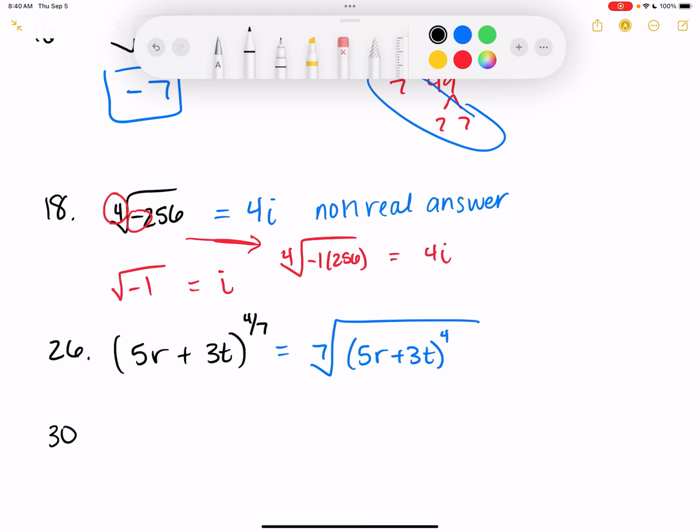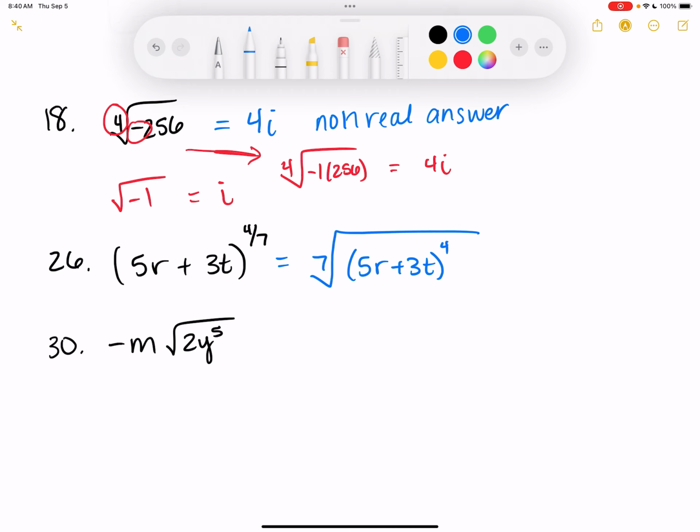30 is the opposite, negative m times the square root of 2y to the 5th. So this one's in radical form. They want me to rewrite it in exponential form. So the negative m is outside the radical, so that's going to stay outside. Now I'm going to turn what's in the radical into a parentheses since there's like multiple things there. So that's going to be 2y to the 5th. And then because this is a square root, it's raised to the 1/2.